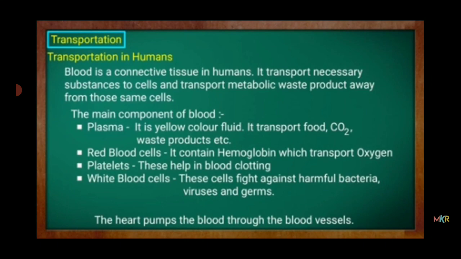The main components of blood are plasma, red blood cells, platelets and white blood cells. So plasma is a yellow colored fluid. It transports the food, carbon dioxide and the waste products.